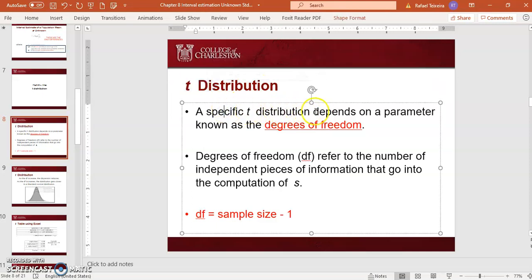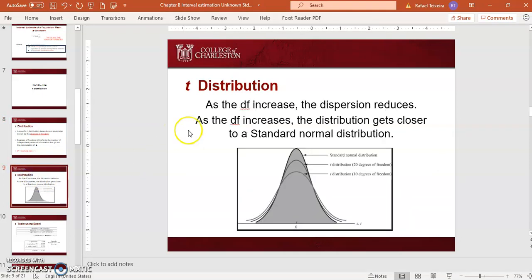And this t-distribution depends on one parameter, which is the degrees of freedom. The degrees of freedom refer to the number of independent pieces of information that go into the computation of the sample standard deviation. More directly, we compute the degrees of freedom by subtracting 1 from the sample size. That's what degrees of freedom is, okay?